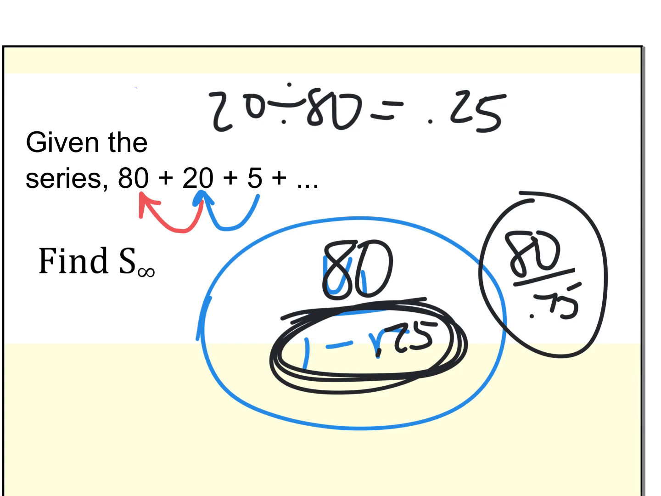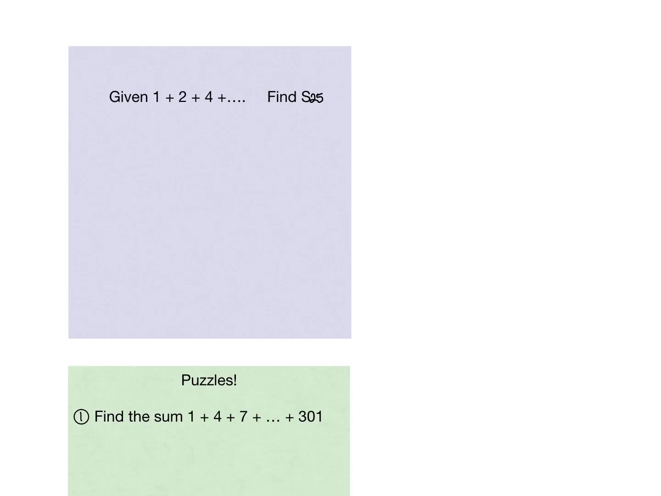Let's see what Siri tells me. What is 80 divided by 0.75? 106.6 repeating. Raise your hand if you had that. Nice. All right, on to this page.